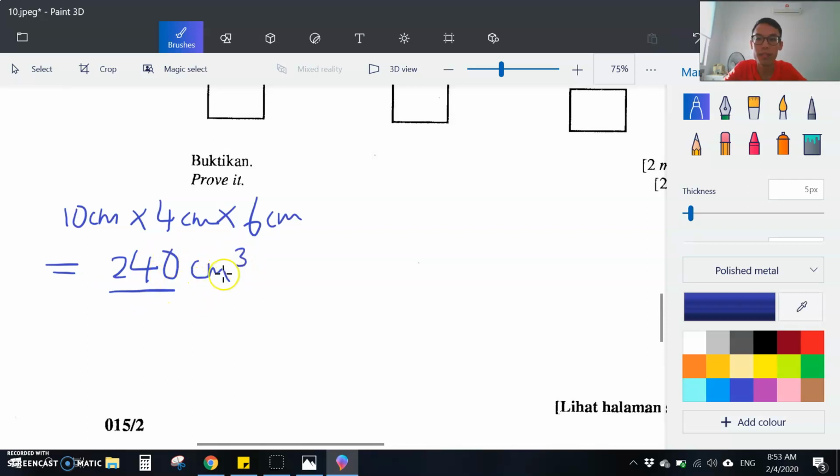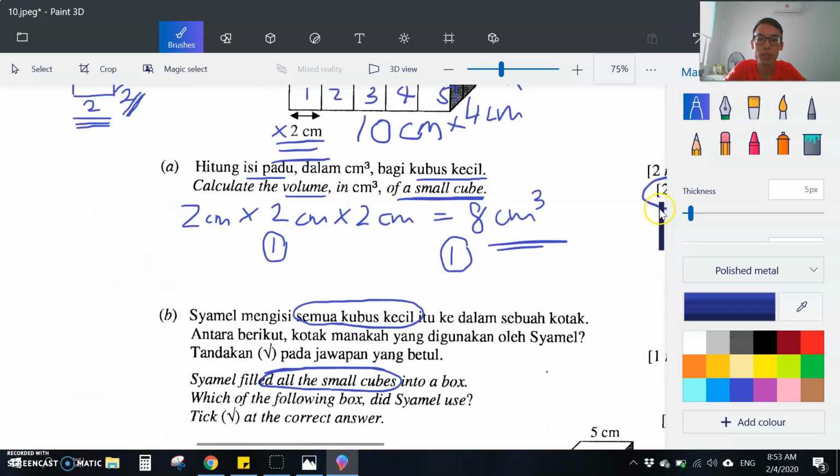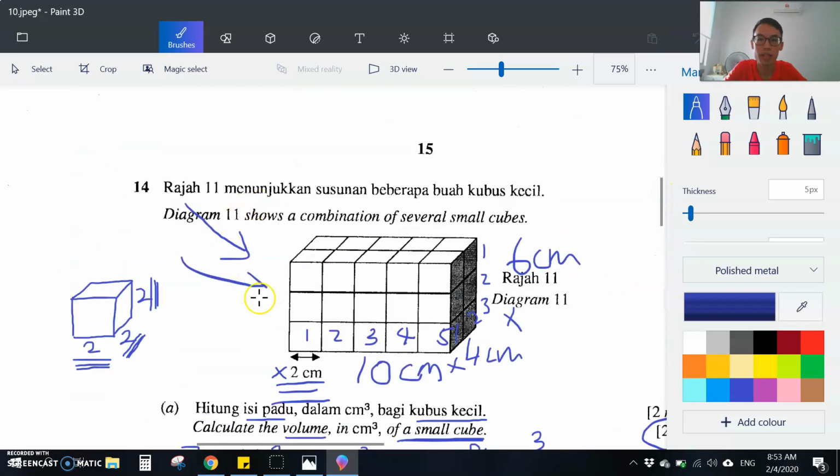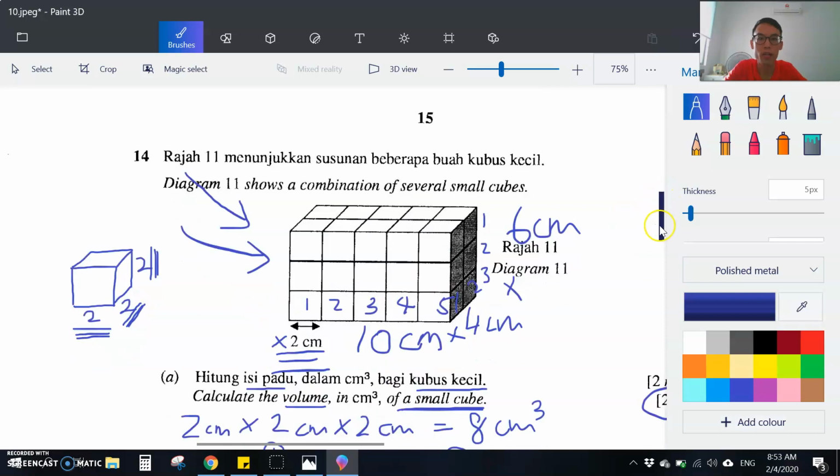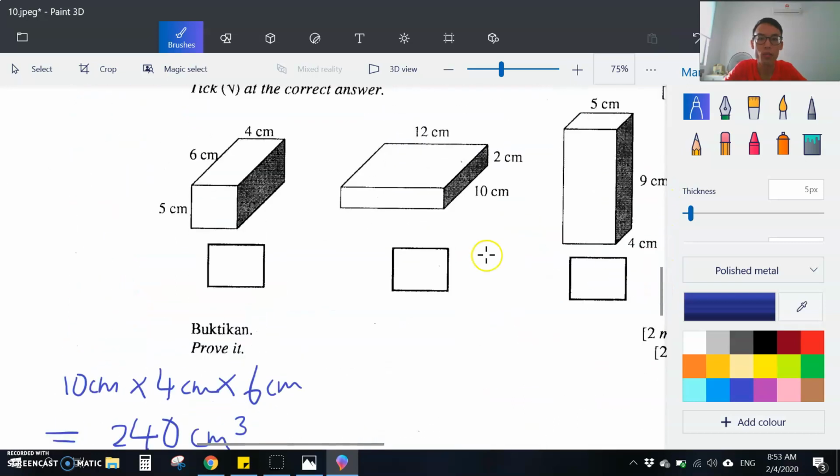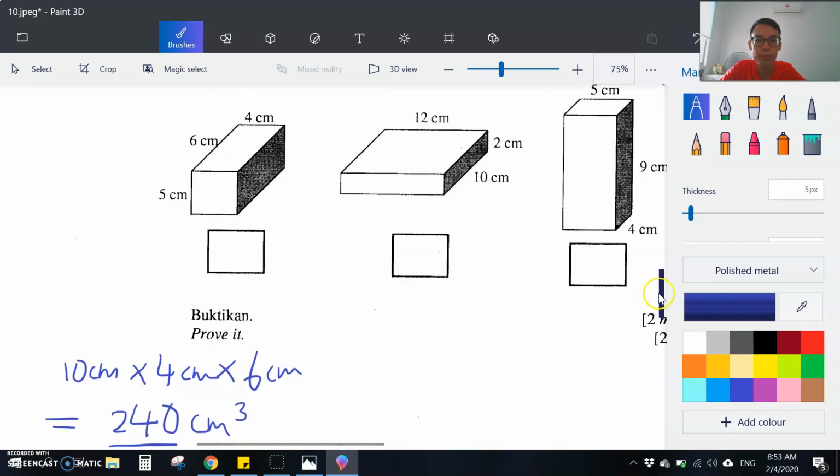Okay, so this is the volume of this diagram. Now you just have to find out which of the 3 boxes here has the same volume as this one. Cari antara 3 kotak ini yang mana isi padu dia sama seperti yang 240. Okay, so you can times one by one. Same thing, you take this one times this one times this one.